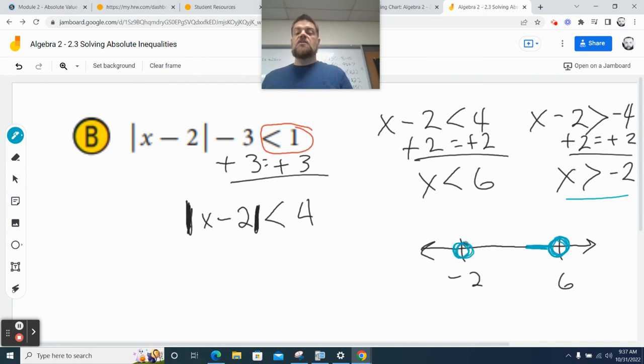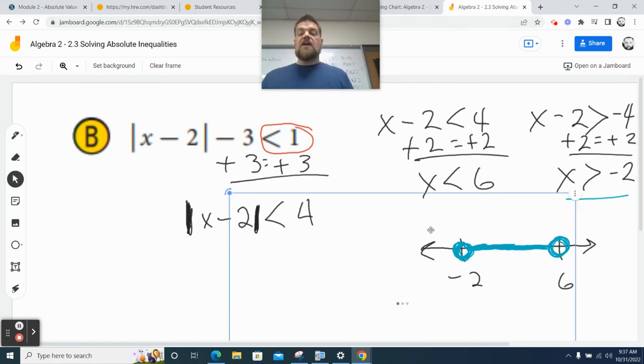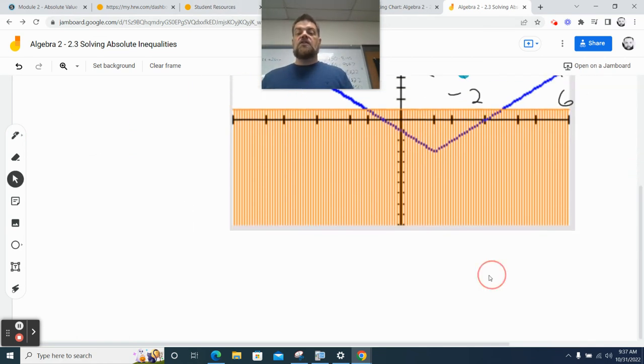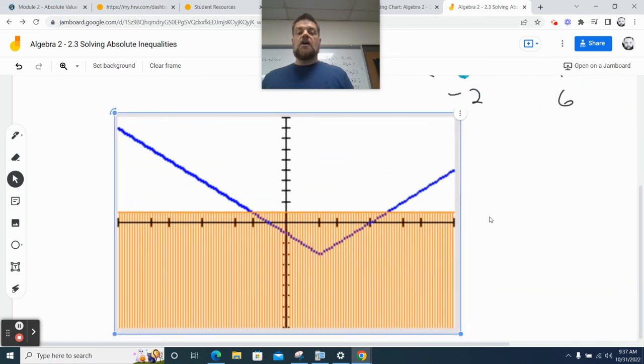So it's an open circle because I don't have an equal sign. I'm not including the value of -2. And any x value greater than -2 would be to the right. So this is an intersection. Okay, that's what we're looking at. So what does that mean? Well, based on my graphing calculator, let's see if our graphing calculator concurs with our algebra.